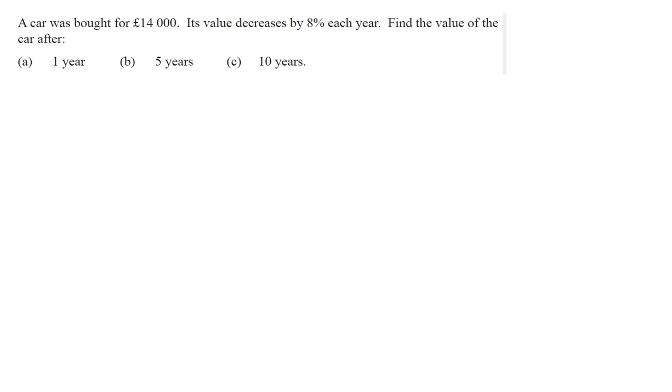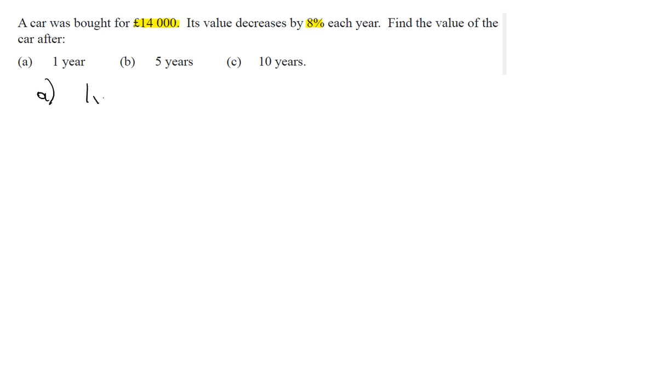A car was bought for £14,000. So again, the original value is £14,000. Its value decreases by 8% each year. So each year it's going to be worth 8% less. Find the value of the car after a, 1 year.